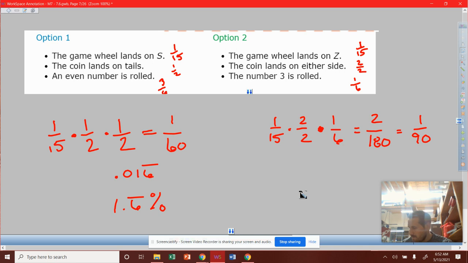And let's find out what that percentage is. 1 divided by 90, 0.01 repeated. So that's 1.1 repeated percent. They're so close to each other, but still option 1 is the better and most likely outcome.